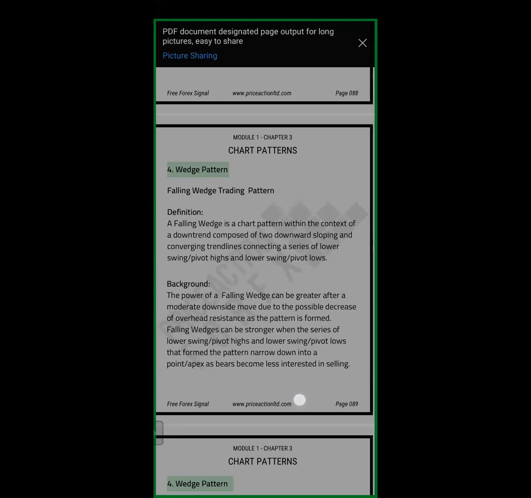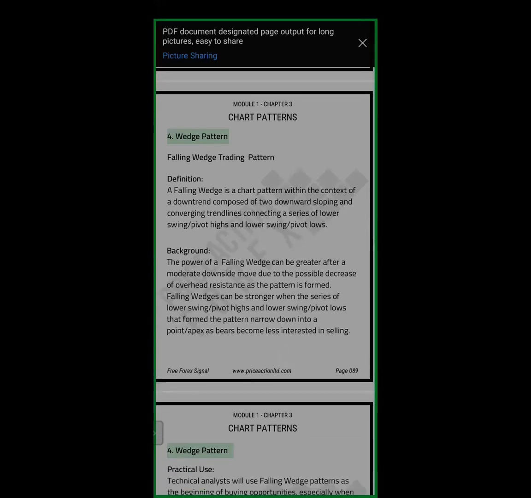Pivot lows. Background. The power of a falling wedge can be greater after a moderate downside move, due to the possible techniques of overhead resistance as the pattern is formed. A falling wedge can be stronger when the series of lower swing or pivot highs and lower swing or pivot lows that form the pattern narrow down into a point, an apex, as buyers become less interested in selling.